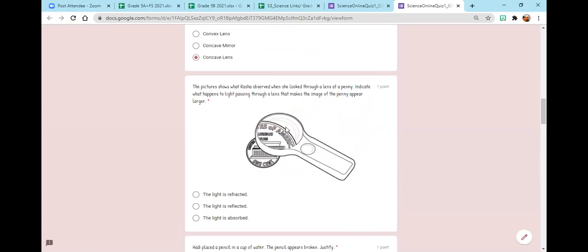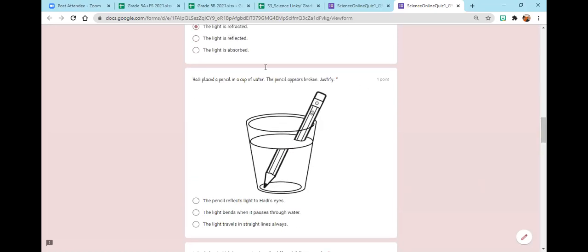The pictures show what Rasha observed when she looked through a lens at a penny. Indicate what happens to light passing through a lens. Refraction, reflection? Yes, it's a refraction. Bravo. Reflected? Why reflected? Reflection is in a mirror. It's a lens. Not in a mirror. So it's refraction. It is refraction.